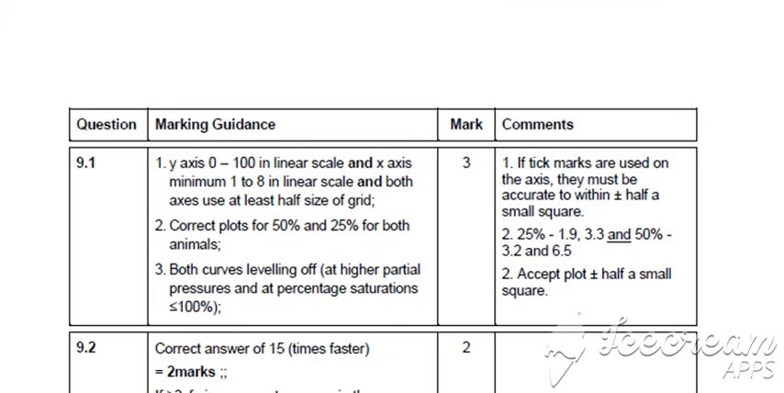So overall, from the mark scheme, you get 1 mark for having the axes from 0 to 100 and from 1 to 8. You have another one for plotting the data correctly for the 50% and the 25%, and the third mark is because both of these curves should level off around about the partial pressures between 80 and 100.